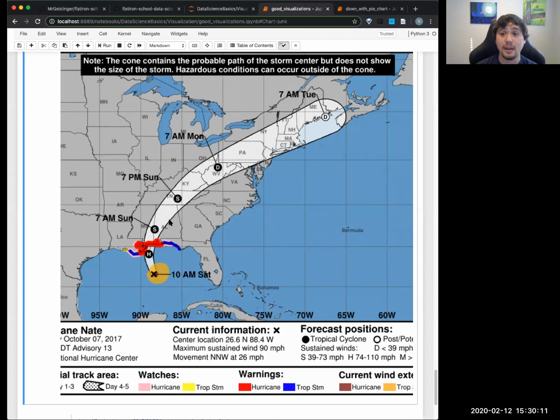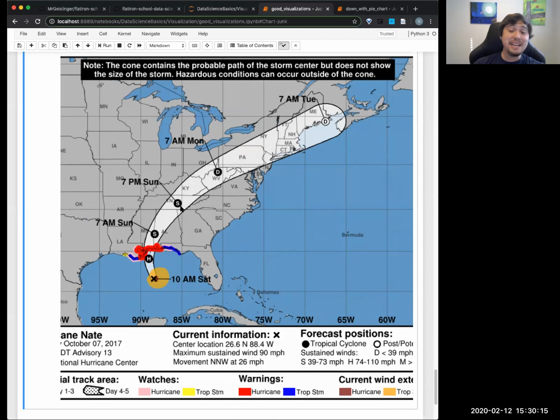And you can see that this visualization is bad. They know it's bad, at least for the general public. If you're familiar with hurricanes, you probably understand what this graph is. But on the top here it says, note, the cone contains the probable path of the storm center, but does not show the size of the storm, which is what everyone immediately thinks it is. Hazardous conditions can occur outside of the cone. And you know your visualization is bad if you have to put a note saying, hey, that thing that you think it is? It's not that.